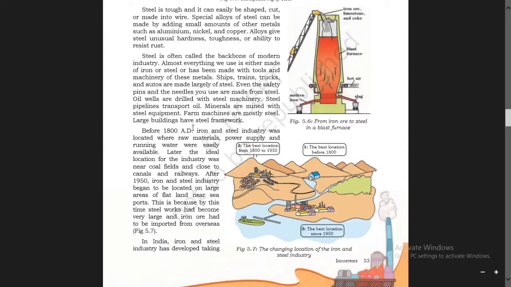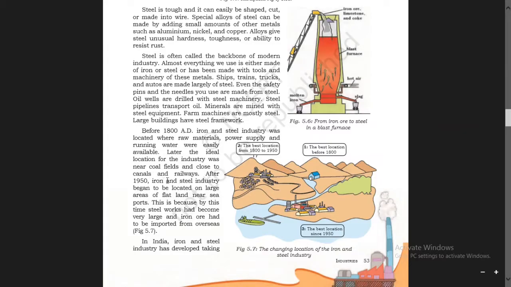Before 1800 AD, iron and steel industry was located where raw materials, power supply, and running water were easily available. So before 1800 AD, this industry was located in those places where raw materials for the steel industry, power supply, and running water were easily available. Later, the ideal location for the industry was near coal fields and close to canals and railways.